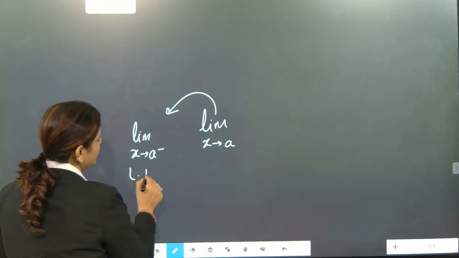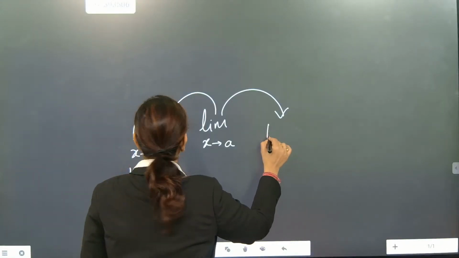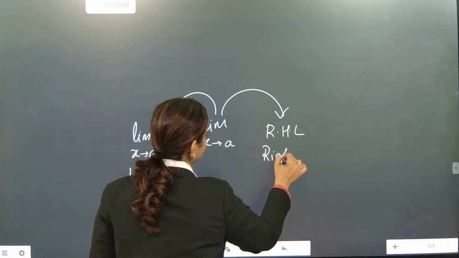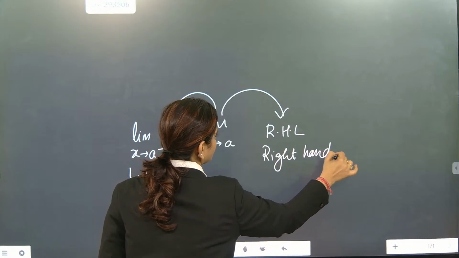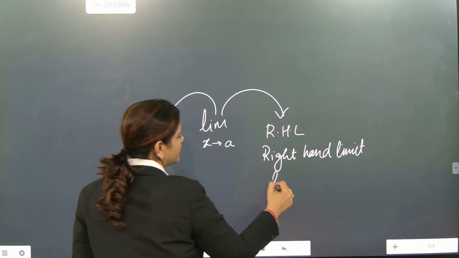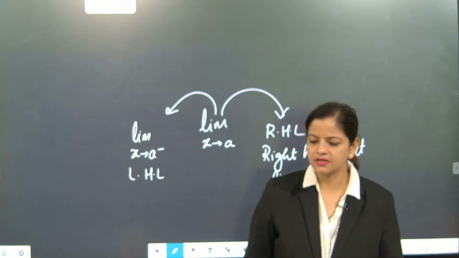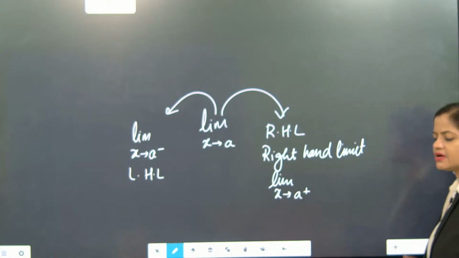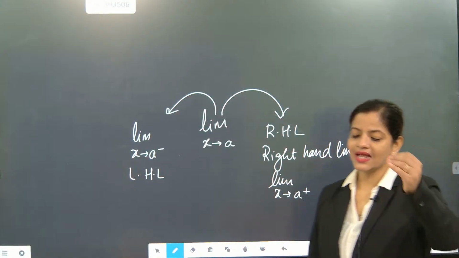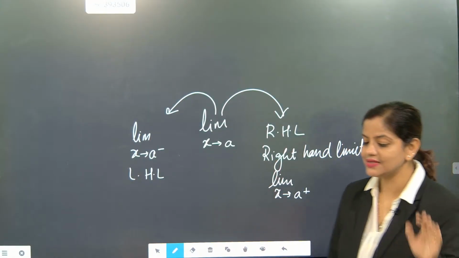This is called LHL, left hand limit. And when you go to the right side, it becomes RHL, the right hand limit. This part is called limit x tends to a plus. This is done. Understood? So left hand limit and right hand limit. Left hand is a minus, right hand is a plus. Slightly bigger than a, slightly lesser than a. That is called limiting.